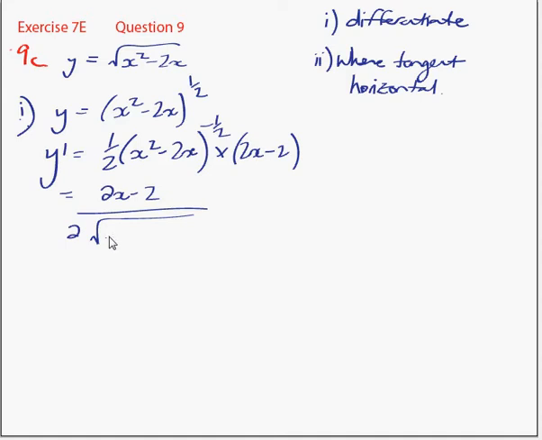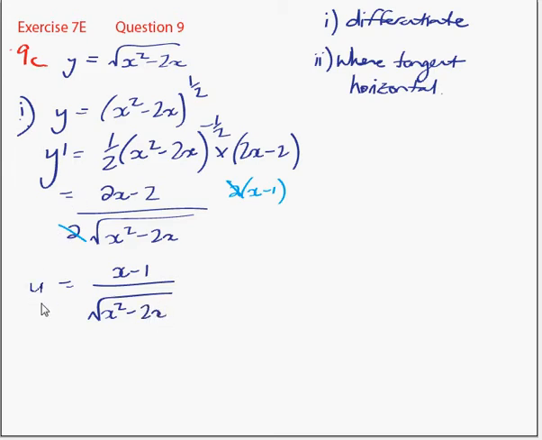X squared minus 2x. And what I can see here is that I could factorise this top component as 2 lots of x minus 1. And then I'd be able to remove that 2. So by doing that I'm left with x minus 1 on the top and the square root of x squared minus 2x underneath. This is my gradient function.